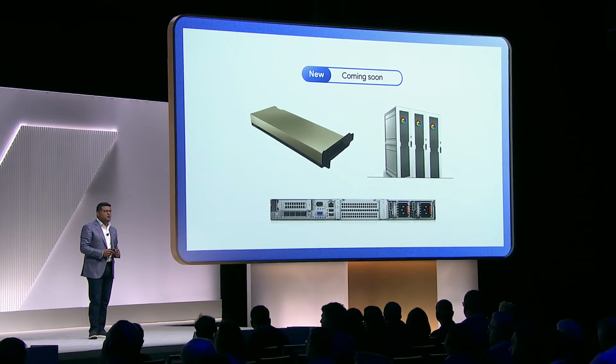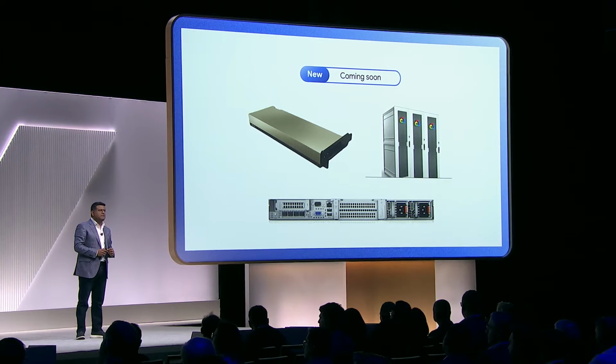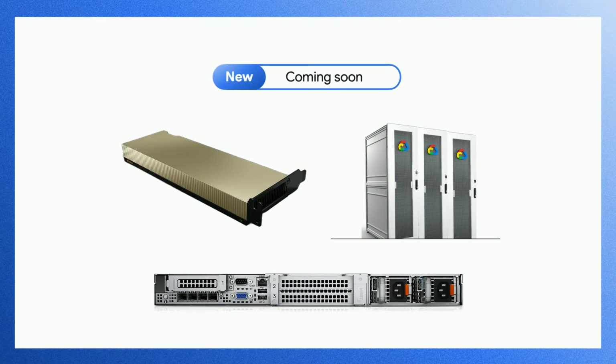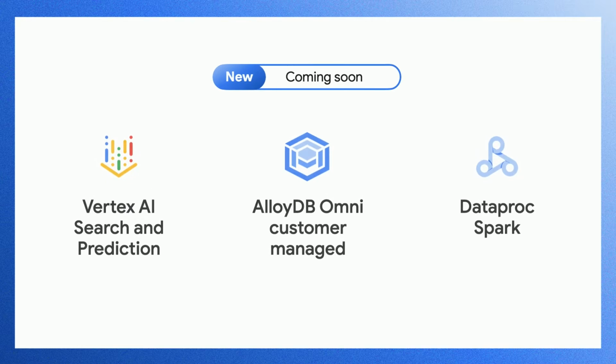Now, what's new and coming soon with Google Distributed Cloud? So first, we have a new L4 GPU being supported. We also have that new 1 RU server that can go into those restaurants and stores. And we've got a multi-rack solution to scale into those large data centers. We're also bringing Vertex AI, search, and prediction capability. We're bringing AlloyDB Omni as a vector search and vector database solution, and Dataproc Spark for your largest data needs.